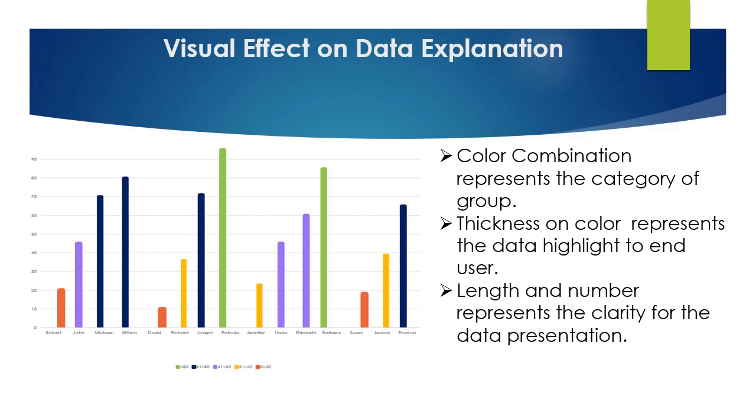Similarly, I can explain the student has an honest relationship with Richard, which is categorized as 36%, Jennifer 23%, and Jessica 39%, which is shown by the yellow bar. The student has a poor relationship with Robert 20%, David 10%, and Susan 18%, as shown by the orange bar.